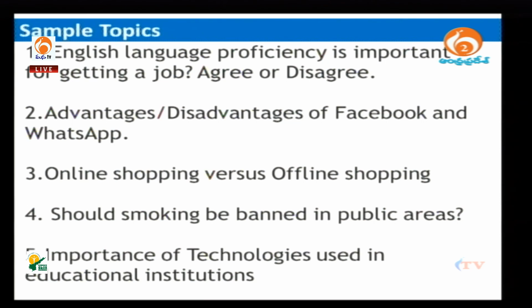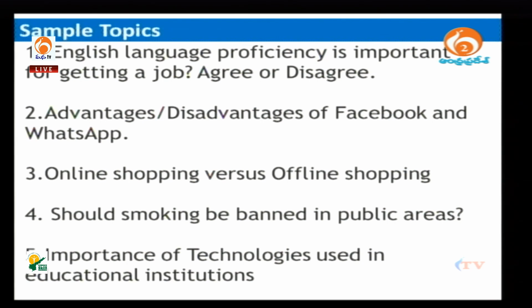What do we mean by offline? When you go to a shop to buy something. Online means Amazon, Flipkart, Snapdeal, Myntra, Jabong and all those things. eBay, there are so many options. Online shopping versus offline shopping. Basically, you need to talk about the features, which one is better and which one is growing. You can put forward your perspective, your point of view.